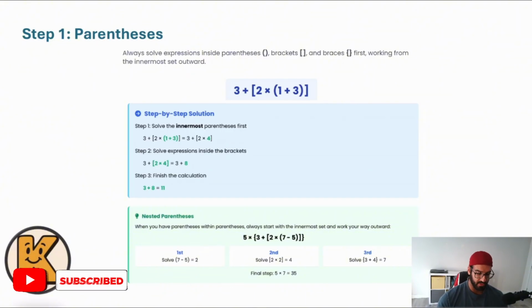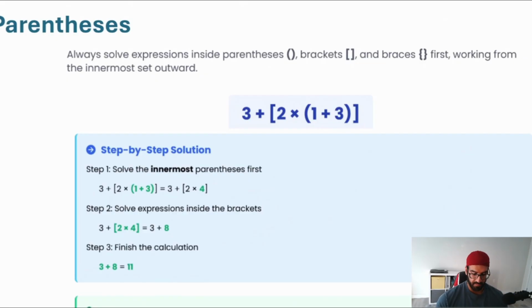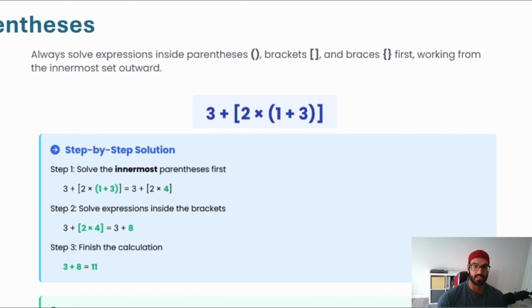Imagine that I do have this question. This is a very simple question. I do have 3 plus parentheses 2 multiplied by 1 plus 3. So at the very beginning, when you're looking at this question, if you don't know about the order of operation, you're getting confused. But right now we know about this, and we are going to work with parentheses.